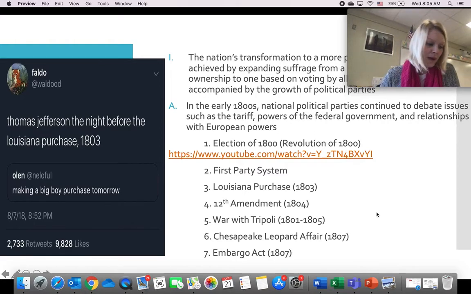The 12th Amendment was how we separated the vice president and the presidential elections. You can look that up when we get to the amendments. You'll definitely learn it, so it's not quite so important.